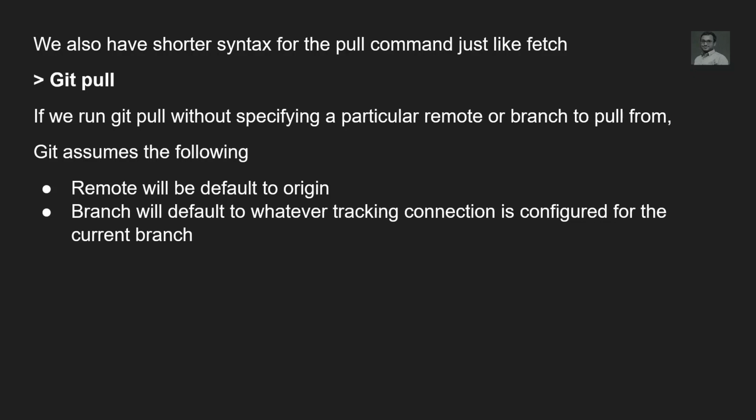So when you are doing the git pull command, the remote will default to origin, and the branch it will use is the current branch. What is the current branch you are residing in? That current tracking connection will be used for the git pull.